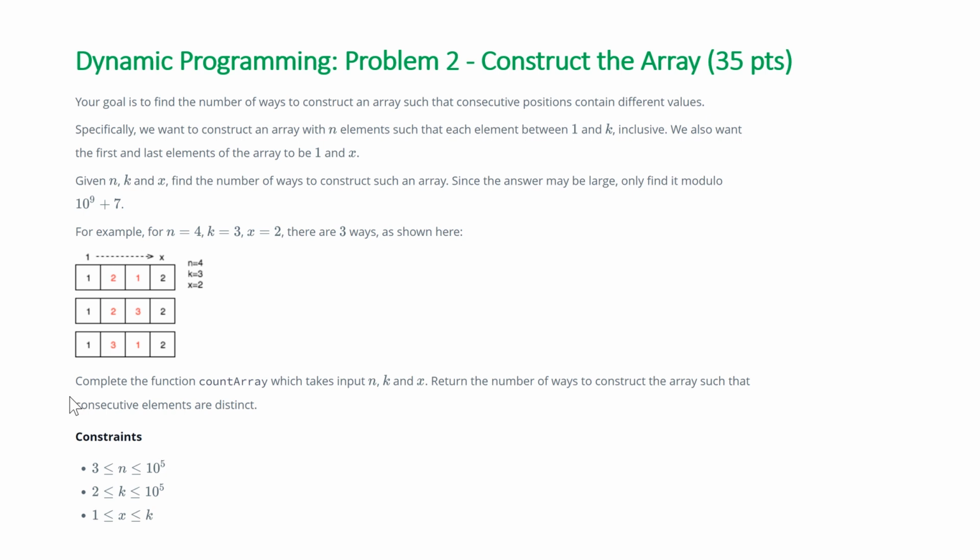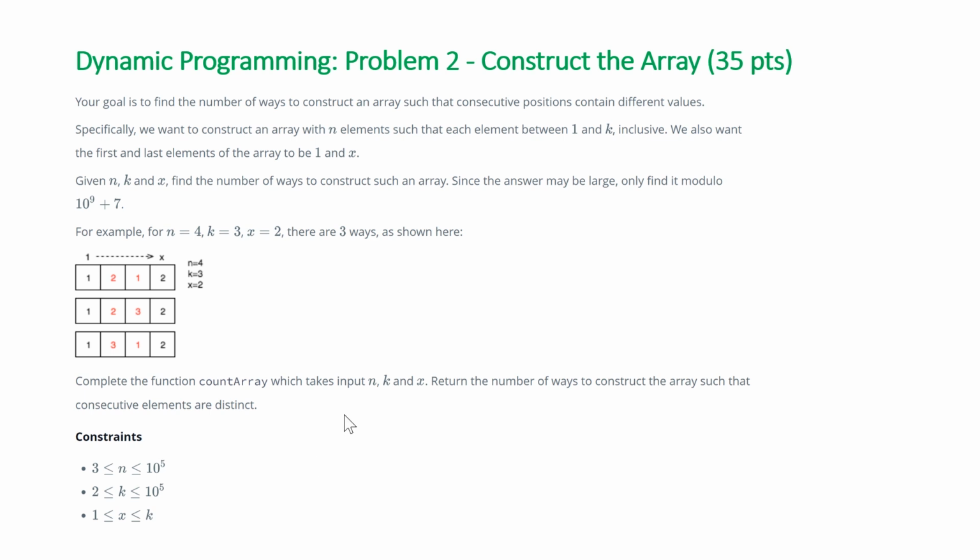And at the end here it says complete the function count array, which takes the input n, k, and x and return the number of ways to construct the array such that consecutive elements are distinct. And the constraints of the problem are listed below. N is between 3 and 10 to the 5, k between 2 and 10 to the 5, and x between 1 and k as stated in the problem.